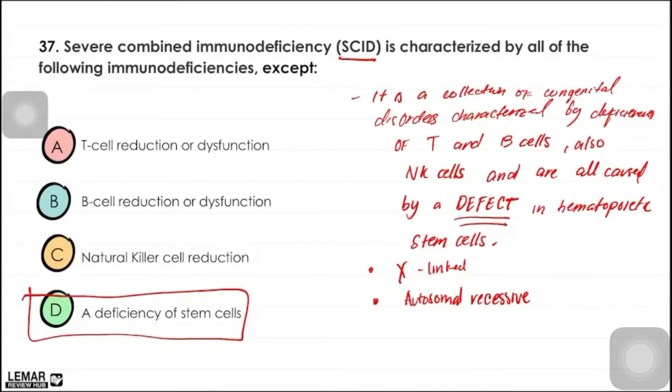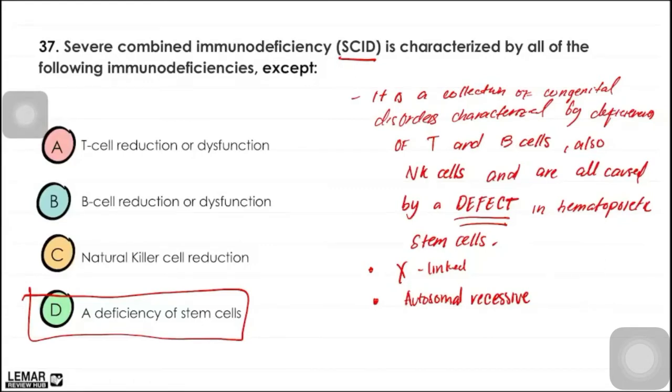We have two modes of genetic inheritance. This can be X-linked or autosomal recessive, although most commonly in SCID, it is X-linked. There are no important differences in the signs and symptoms between the two major genetic types of SCID. Okay?